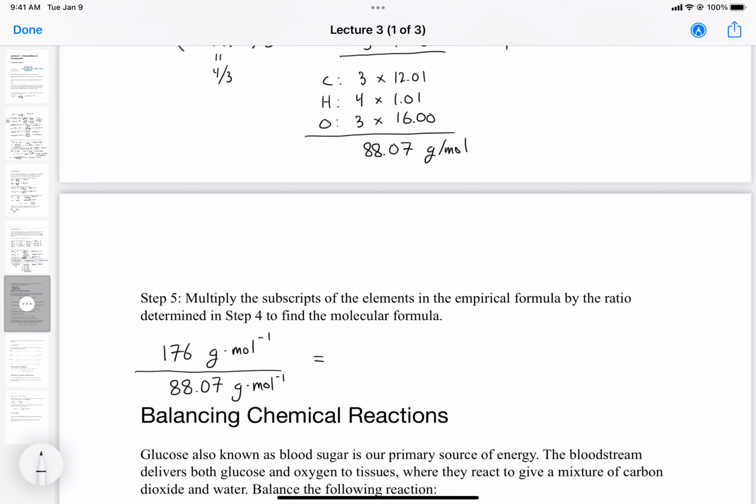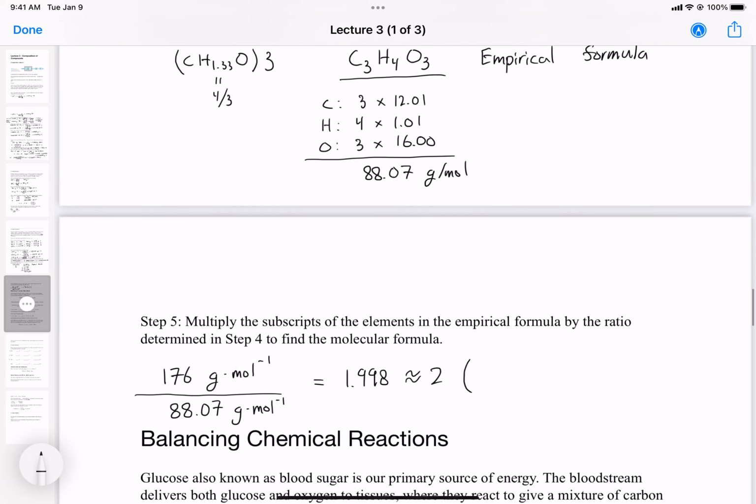Okay, and then this is going to give us a whole number. So if we do that, 176 divided by 88.07, that gives us 1.998, or essentially 2. And we're going to now use this factor and multiply our empirical formula, C3H4O3, by 2.